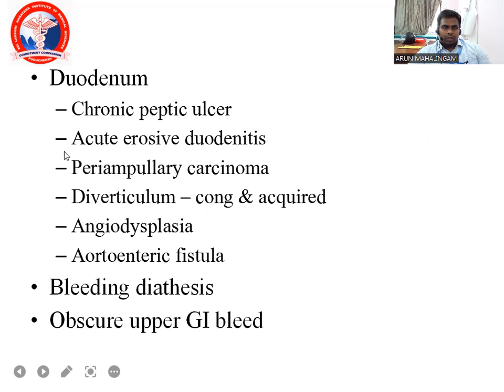And duodenal causes. Duodenal causes can be a chronic peptic ulcer, acute erosive duodenitis, a periampullary carcinoma, a diverticulum which can be congenital or acquired, angiodysplasia, and aortoenteric fistula. It can be an acute fatal disease, and bleeding diathesis, and obscure GI bleed.